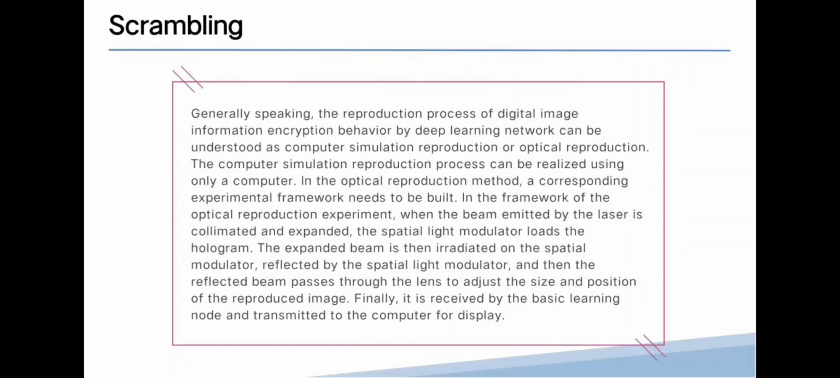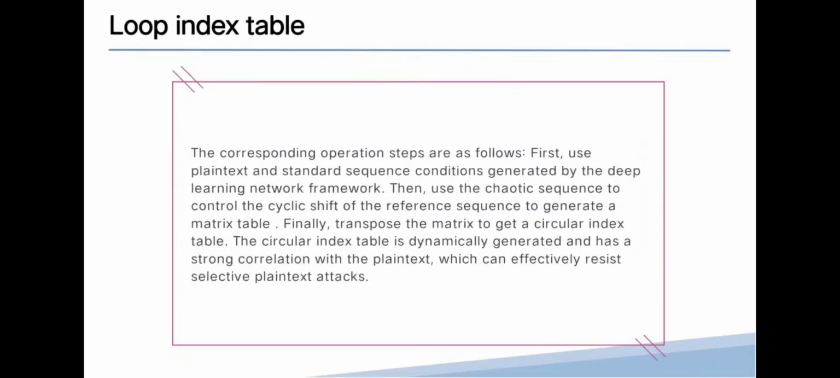In the framework of the optical reproduction experiment, when the beam emitted by the laser is collimated and expanded, the spatial light modulator loads the hologram. Finally, it is received by the basic learning mode and transmitted to the computer for display. The corresponding operation steps are as follows.